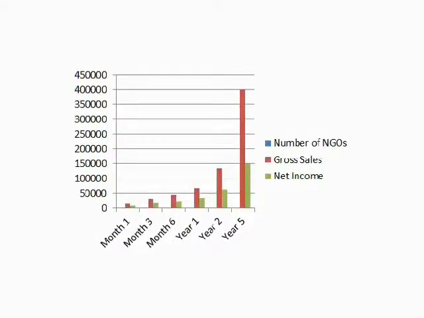We also have the number of NGOs, and the gross sales and the net income shown from month 1 to year 5. So out here, as it is evident, it's basically a projection of the gross sales that we aim to achieve till year 5, which is close to 40 lakhs.